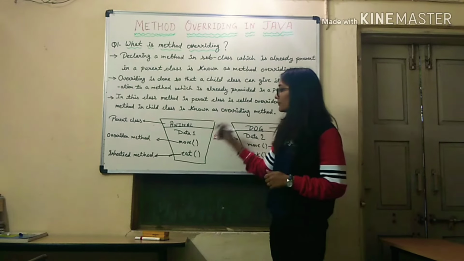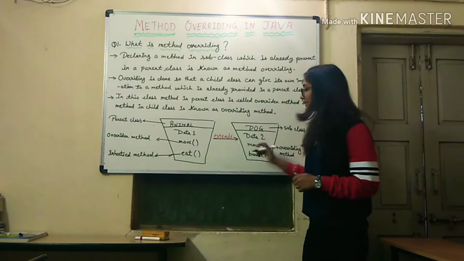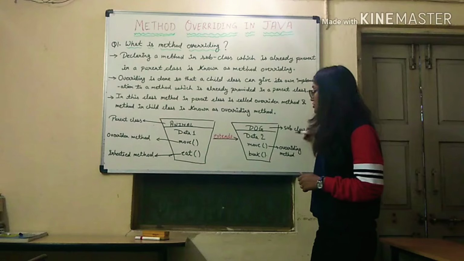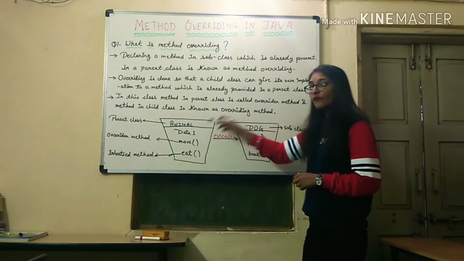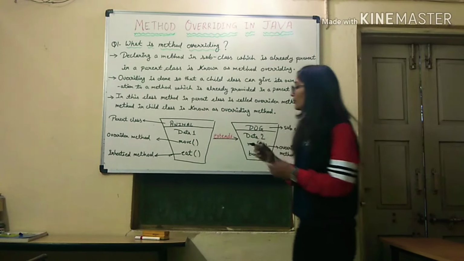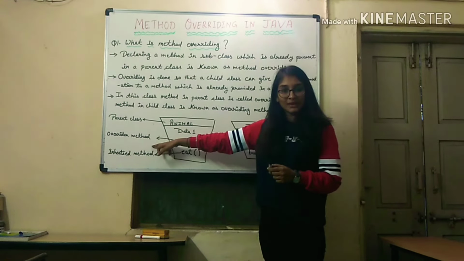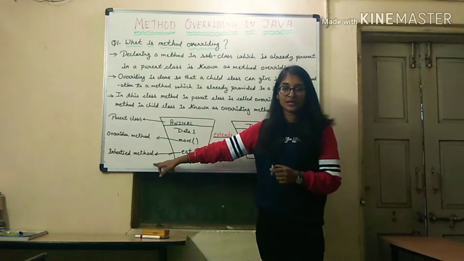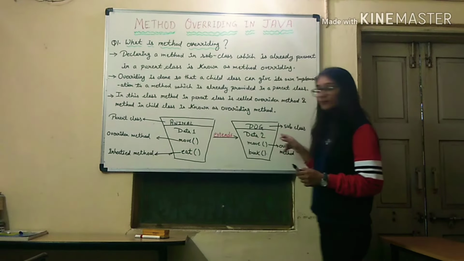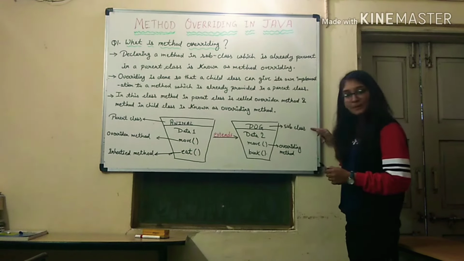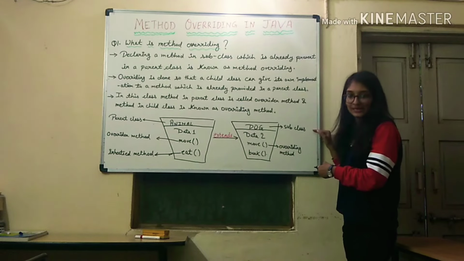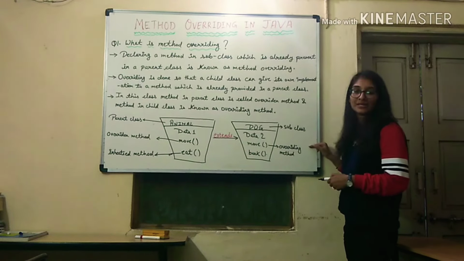So in this block diagram there are two elements. First is Animal and the second is Dog. Animal is a parent class of the child class Dog. Now Animal is a parent class, and move is an overridden method and eat is an inherited method, and it extends the property to Dog. Now Dog is a subclass, or we can say Dog is a child class, and move is an overriding method here.